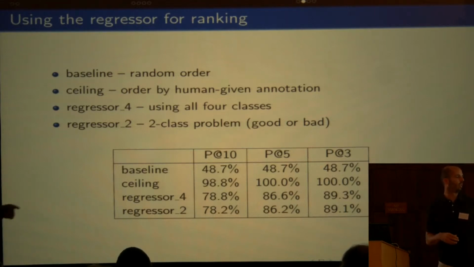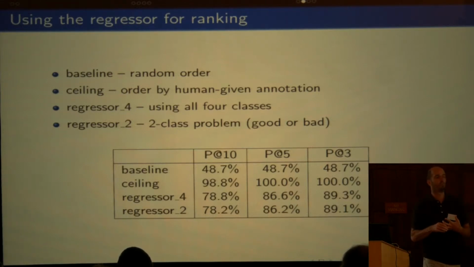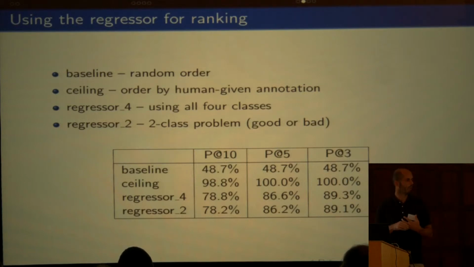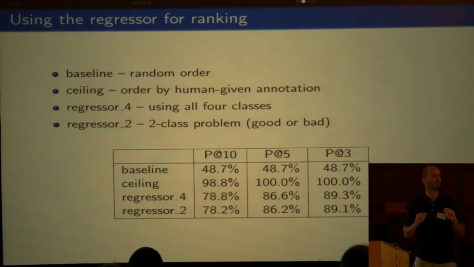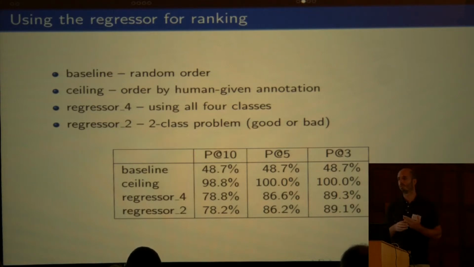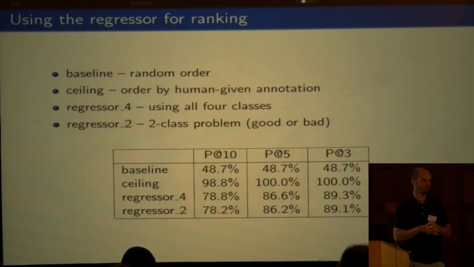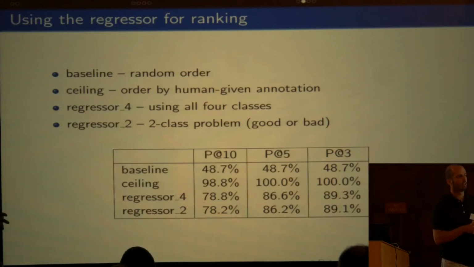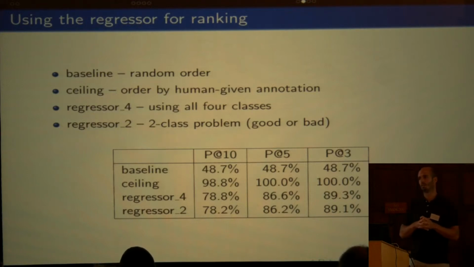And we have here 2 settings, regressor 4 and regressor 2. In the first case, we use all the 4 classes, so from very bad to very good. In the second setting, we only use information about the example being good or bad, just to see how much better our predictions are if we use the 4-class schema and not just the 2-class schema. And as you can see, the loss is actually quite low.